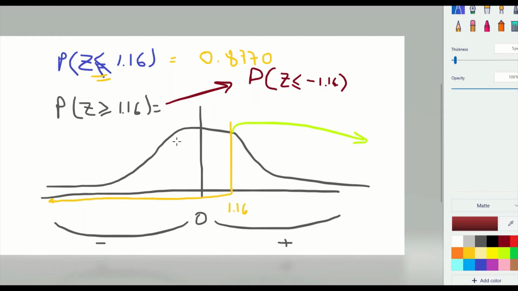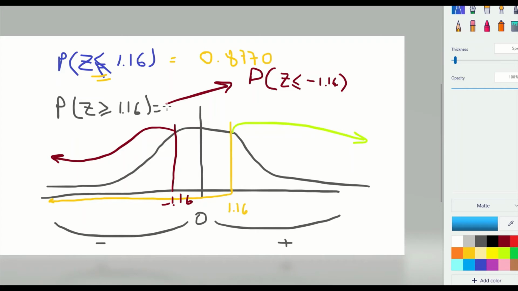And if you think about it, the negative 1.16 is this, the dark red, and the dark red is exactly equal to the light green there, because the Z is a symmetrical distribution with the symmetry being at 0. So that's option number one.